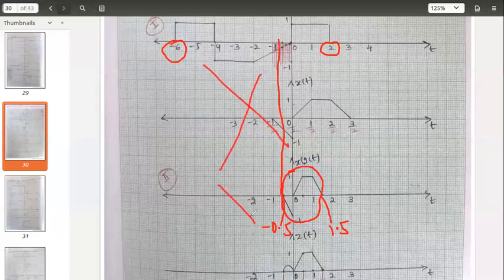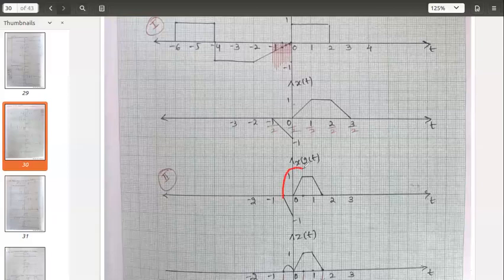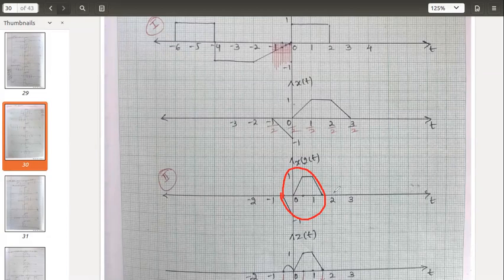we don't get any output because the second signal is absent. So 0 multiplied by any value, you will get 0 only. This part is over. So let us concentrate the multiplication only between these two, only between minus 0.5 to 1.5.